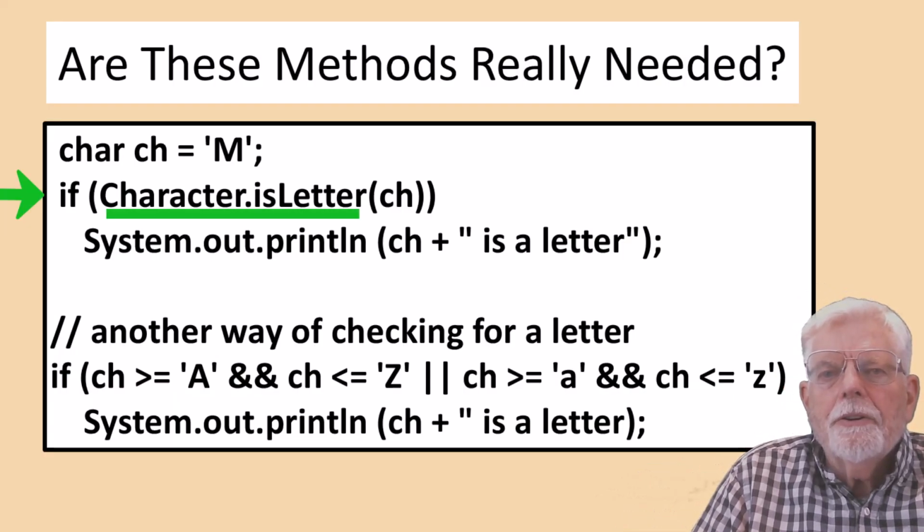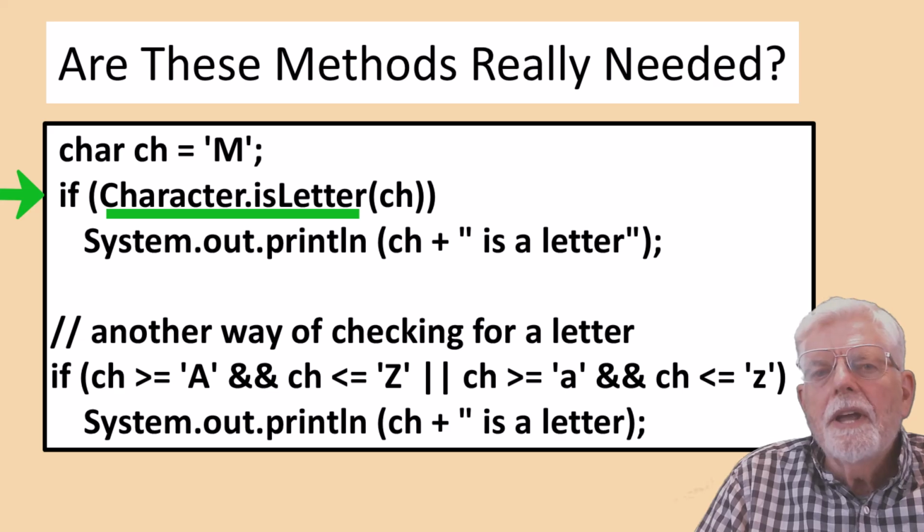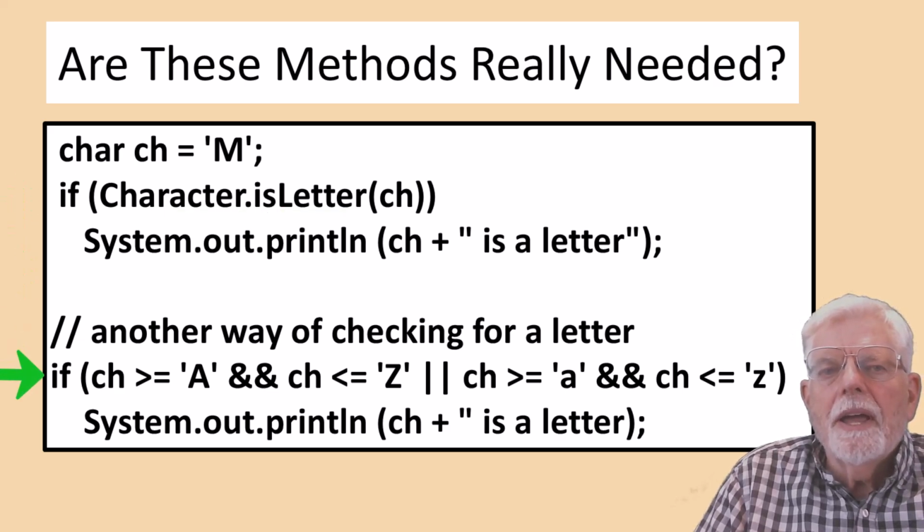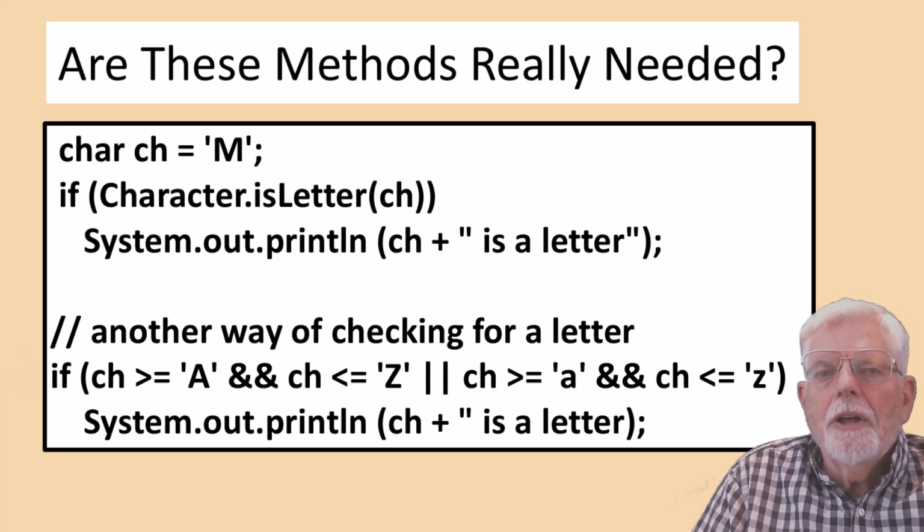Instead of using the Character.isLetter method, you could test to see if ch goes from uppercase A to uppercase Z, or goes from lowercase a to lowercase z. The way it is coded here works because in the order of operations, the ampersand logical AND occurs before the logical OR, two vertical bars. Although this other method works fine for ASCII letters, there are a lot of other letters, especially letters with accent marks within the Unicode character set, that won't be tested using the second way.